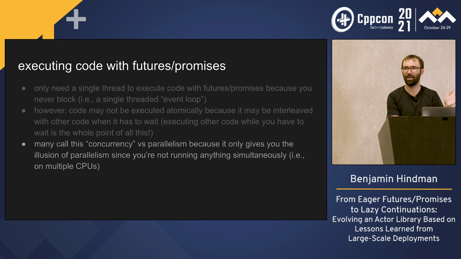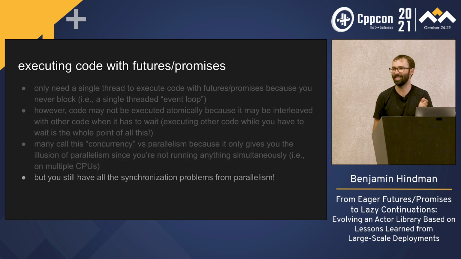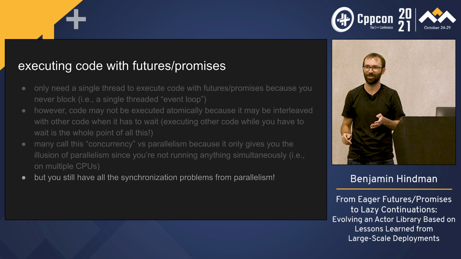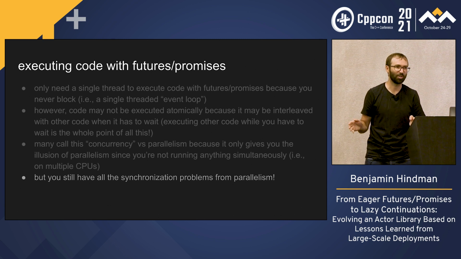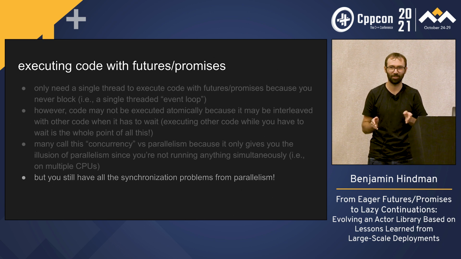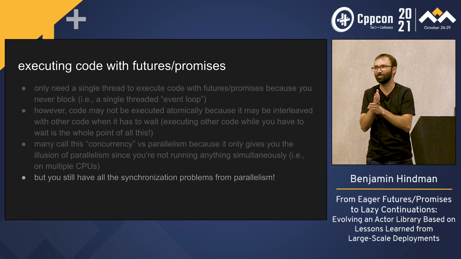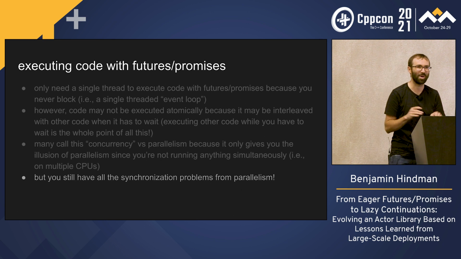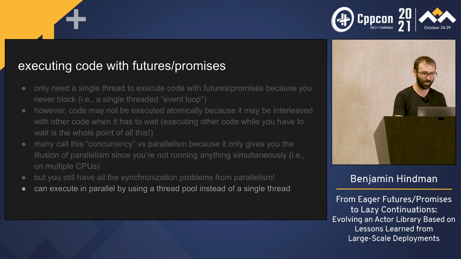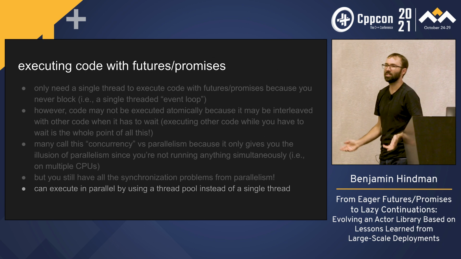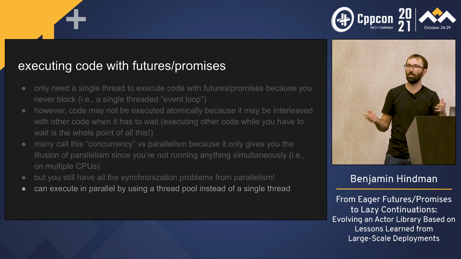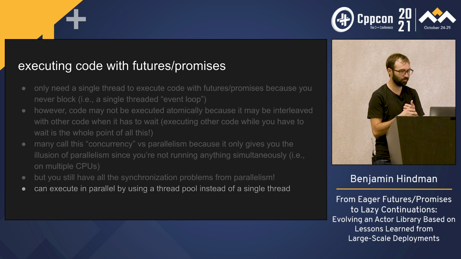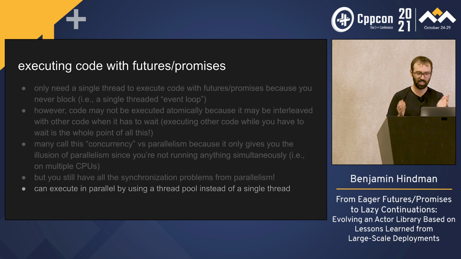I think it's kind of a big red herring, honestly, because just because you're concurrent and not parallel, you still have all the synchronization problems that you have with parallelism. I'm sure we can debate that maybe you have strictly less because there's well-known wait points, but that's getting into minutia at that point. And of course, most of these systems don't just use a single event thread, they actually use a thread pool to execute all these futures and promises instead of a single thread, in which case you are running things in parallel.